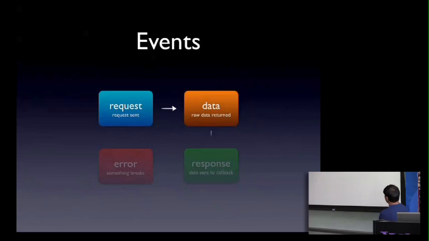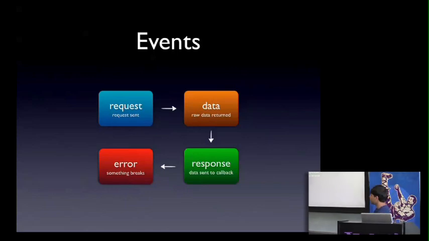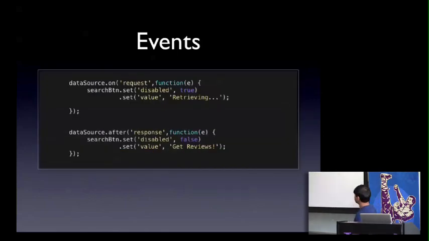Data source has, just like every YUI 3 module, some events that you can hook into to perform your own custom logic, right? We have request, which is fired whenever that initial request is sent using the sendRequest method. We have data, which is fired when raw data is received. We have response, which is fired right when that data is sent to the callback object. And if anything goes wrong, it's going to fire error. Hooking into these events is really straightforward, too. So here's some code that does that.